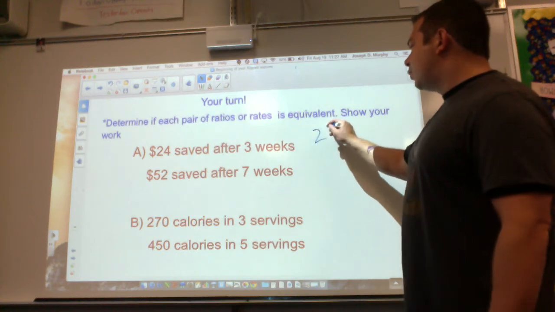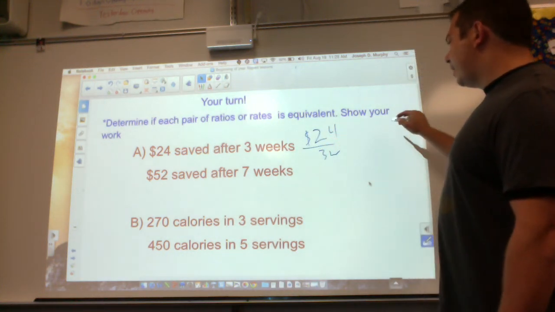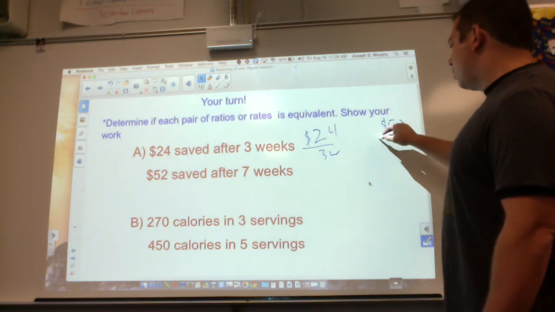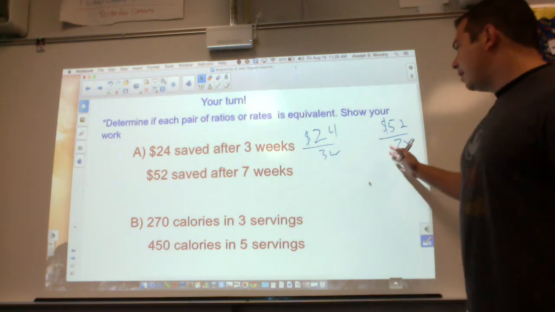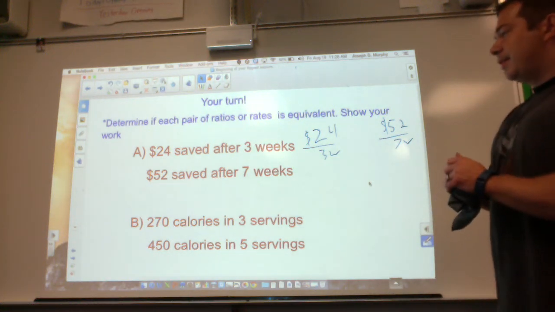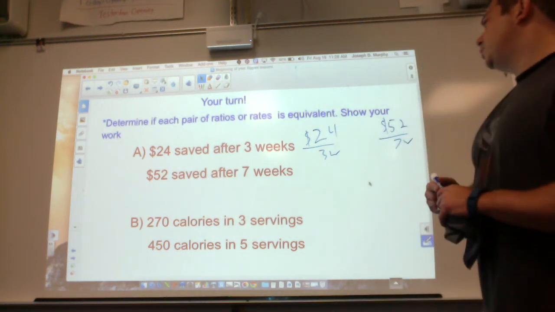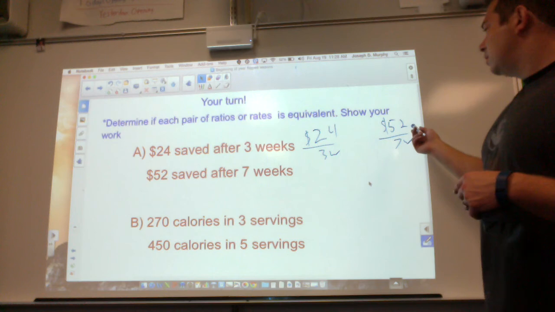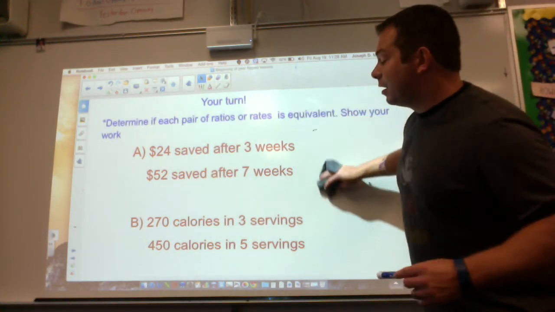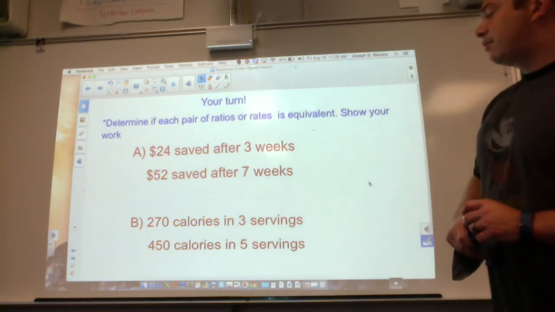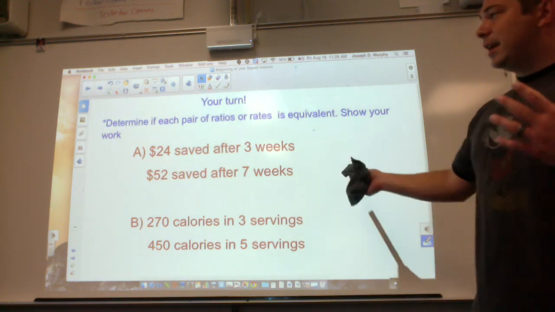So you could have $24 over 3 weeks and $52 over 7 weeks, and turn them both into a unit rate. Okay, if they have the same unit rate, then they're equal. That one might be a little harder to do unit rate. You might want to try to, well, let's see what you could do here. And then letter B, 270 calories in 3 servings. Is that equal to 450 calories in 5 servings? Yes or no, and show your work.